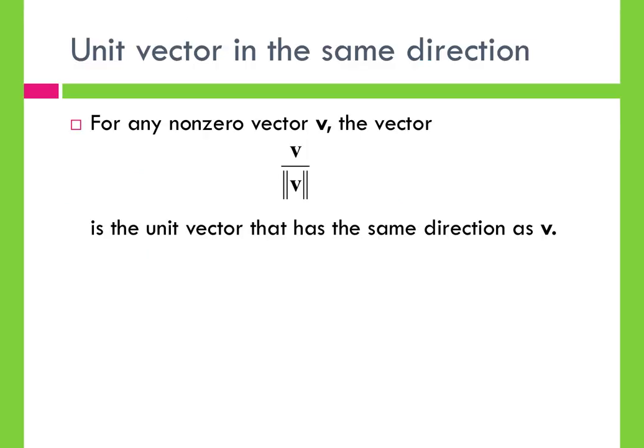All right, last thing we're going to talk about is a vector in the same direction. So it says for any non-zero vector v, the vector v over the magnitude of v is the unit vector that has the same direction as v. So a couple of important things here is the word unit means it has a magnitude of 1 or length of 1. So it is only 1 unit long.